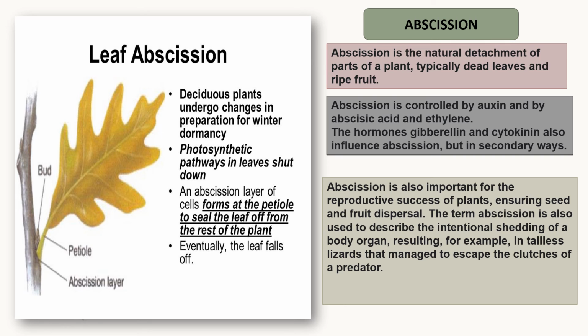Now see the diagram. Leaf abscission, the most important part of the plant, has been shown. First point, deciduous plants undergo changes in preparation for winter dormancy. Second, photosynthetic pathways in leaves shut down. Third, an abscission layer of cells forms at the petiole to seal the leaf off from the rest of the plant. And the last one, eventually the leaf falls off. So you can see the leaf condition, see the bud, see the petiole portion, and there is the abscission layer. When this abscission layer is ultimately formed, the leaf falls off. And this total process is called abscission of plants, or rather you can say abscission of leaf, that is leaf abscission.